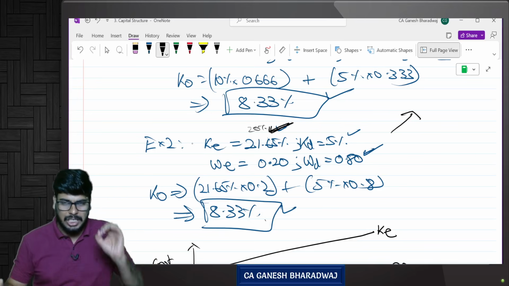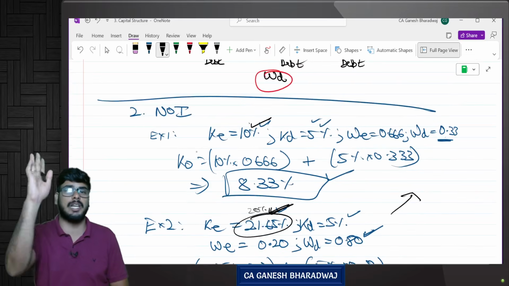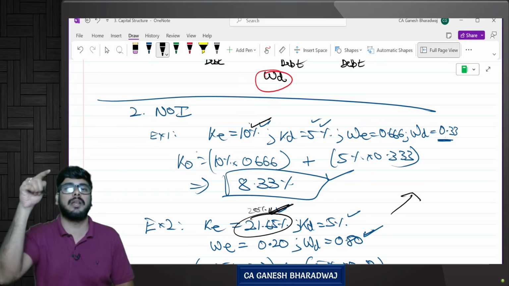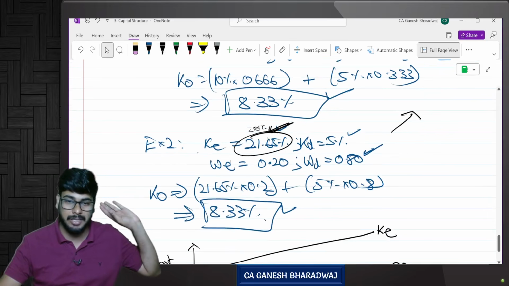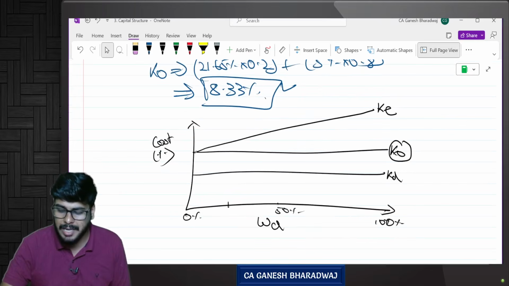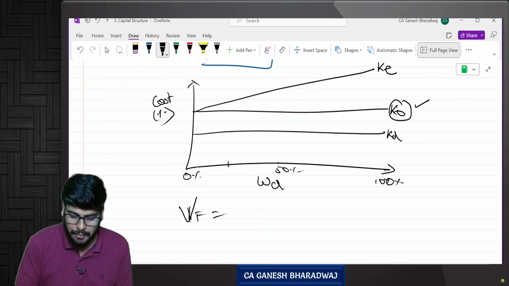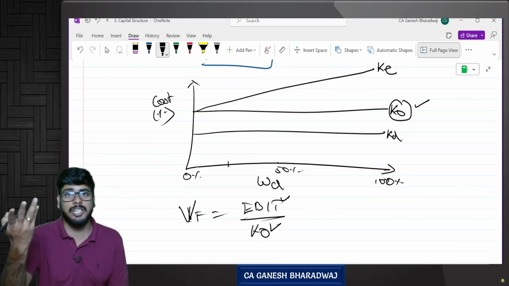As simple as that. Sir, will KE exactly increase from 10% to 21.65%? In real life, it will not happen. But the NOI approach says that it will happen like this only, to ensure that your overall cost of capital remains constant. Are you clear with this? And when KO does not change, the value of the firm is nothing but EBIT divided by KO. Correct? And when KO does not change, EBIT also does not change with your capital structure.